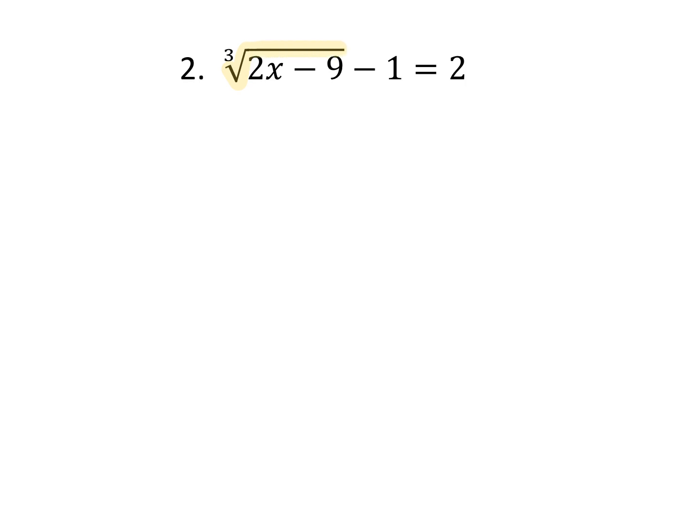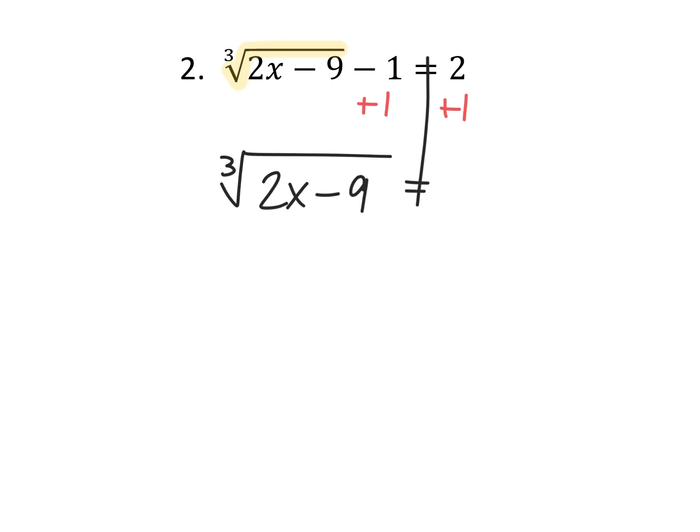Look at number 2. Is our root isolated? No. And what is the problem? The 1. So you can put a balancing line if you want. What am I going to do with the 1? I'm going to add it because it's been subtracted. So add it over. And now we'll have the cube root of 2x minus 9 is equal to 3.